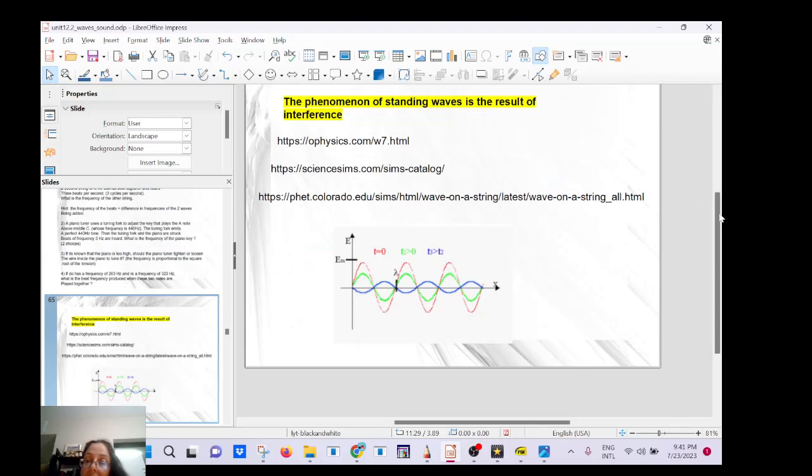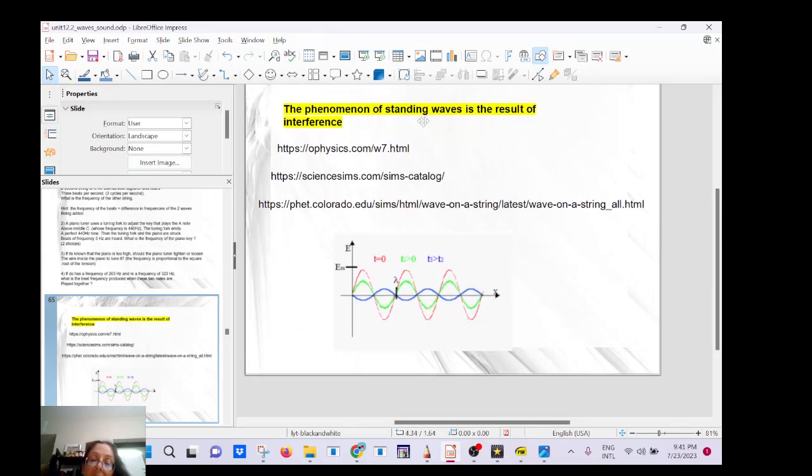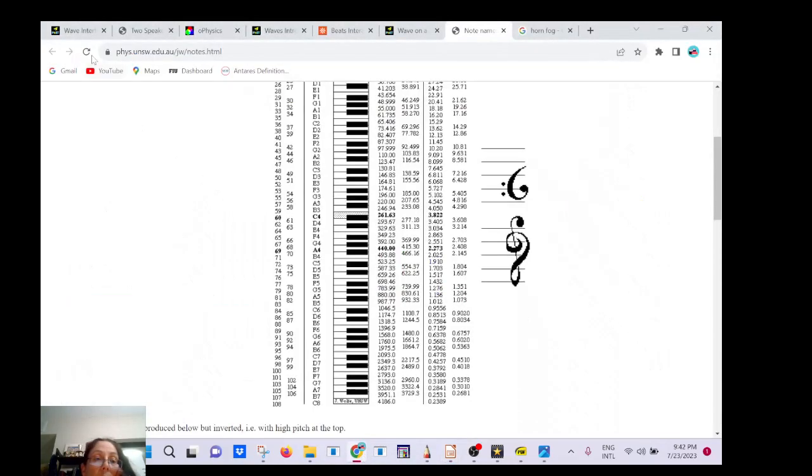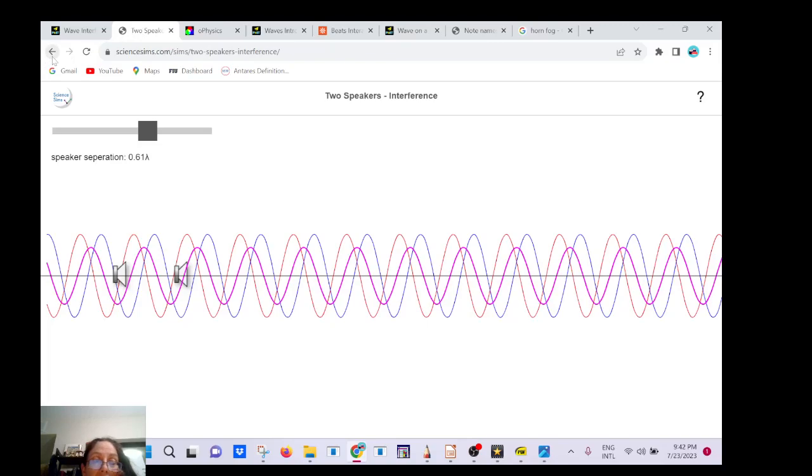Okay, so just a parenthesis here. We have studied standing waves in another series about simple harmonic motion, and I introduced standing waves in terms of resonance. So we could talk about fundamental, overtones and so forth. But actually standing waves are the result of interference. So I can show you that here.